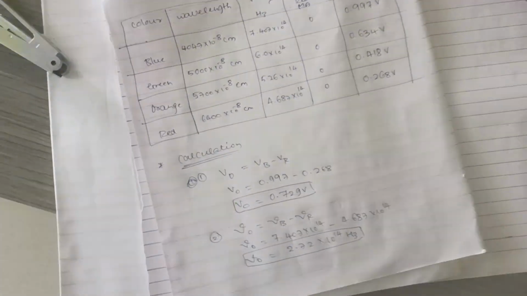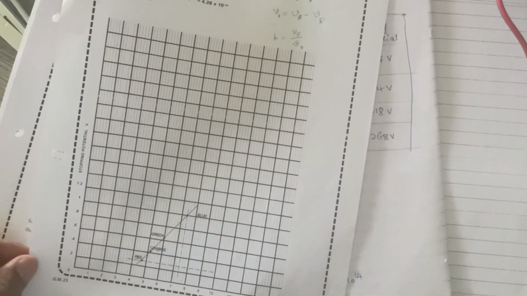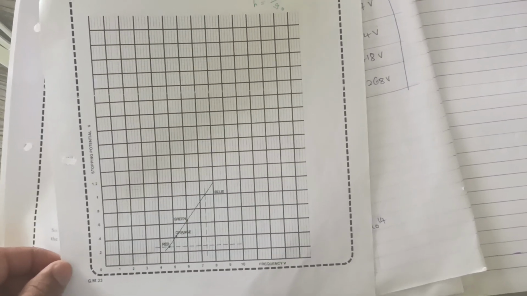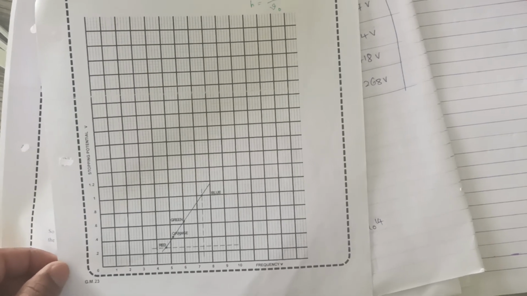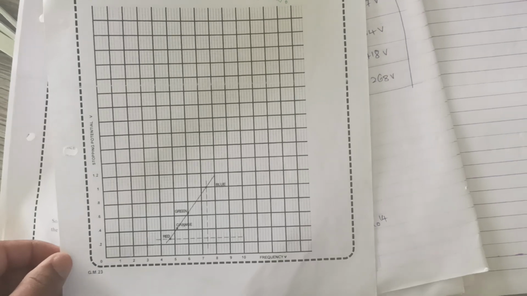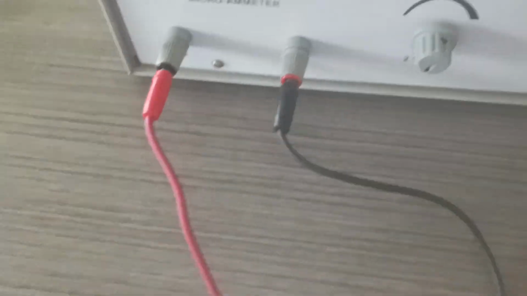After this verification, similarly we have one graph. Here on one side we are using stopping potential and on the other side frequency: x-axis is frequency and y-axis is stopping potential. We will get a straight line graph like this, and the slope of this graph will give the stopping potential, right? Now I will show the experiment, how it is connected and how readings are taken.